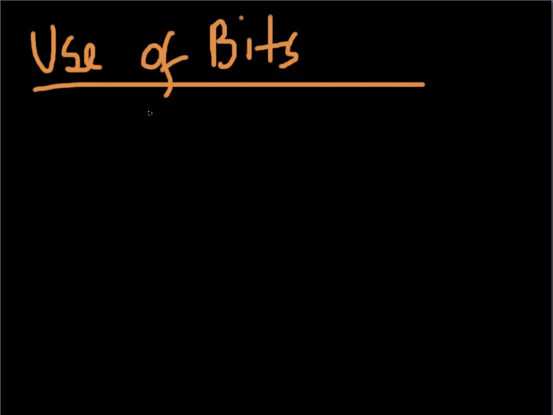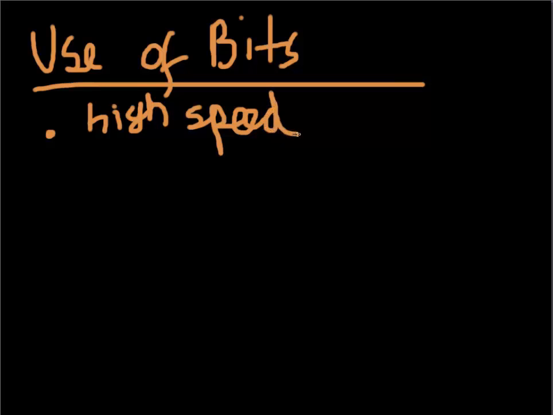First of all, bits are very useful because they are very fast. They travel in the computer by electricity, so they have a very high speed, and I've talked about this in the first video of my series. Please watch that if you want to learn more.